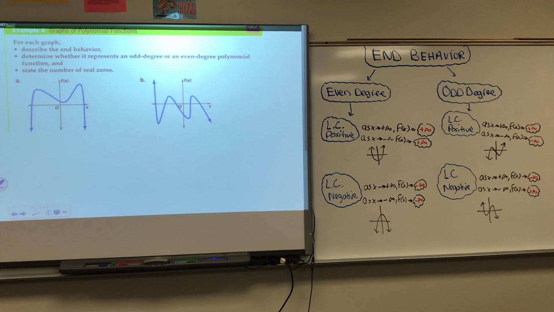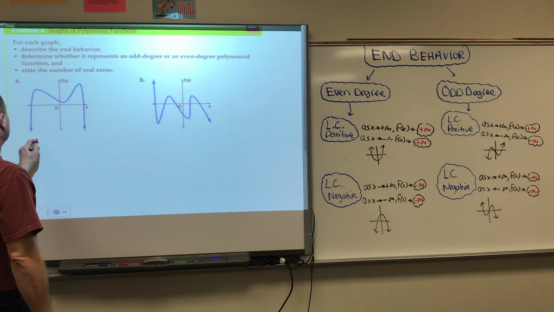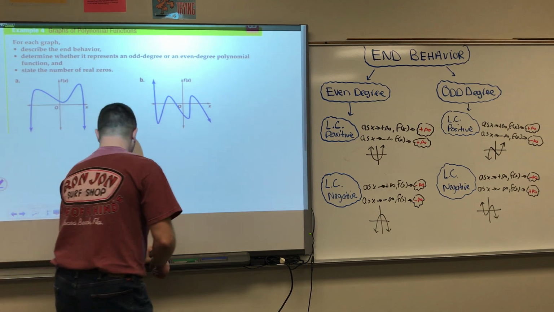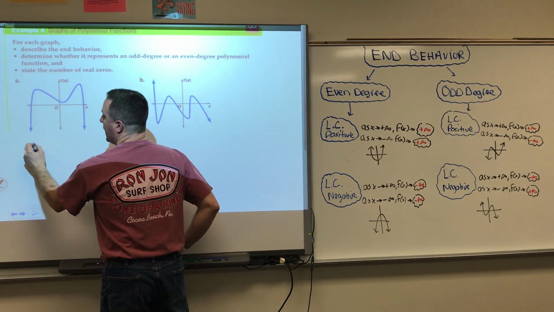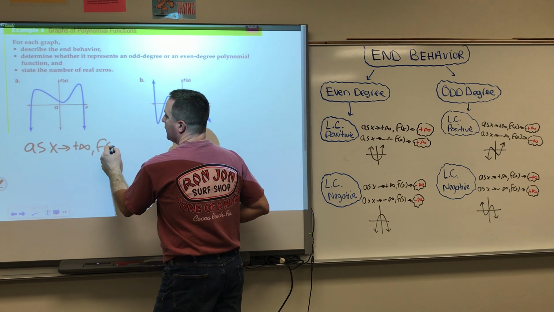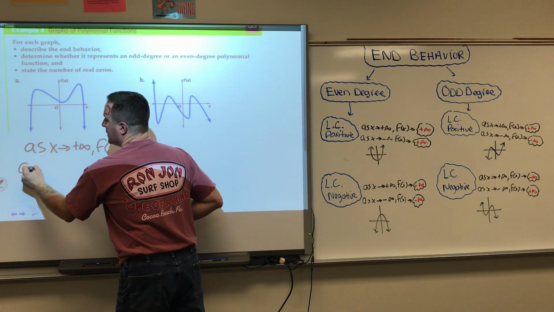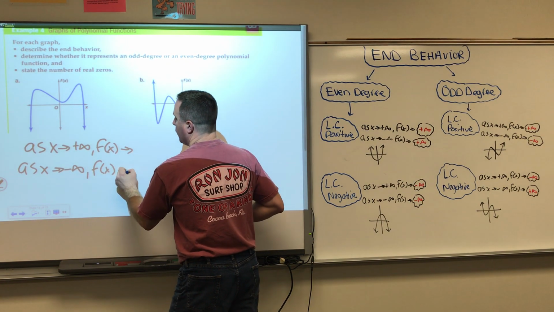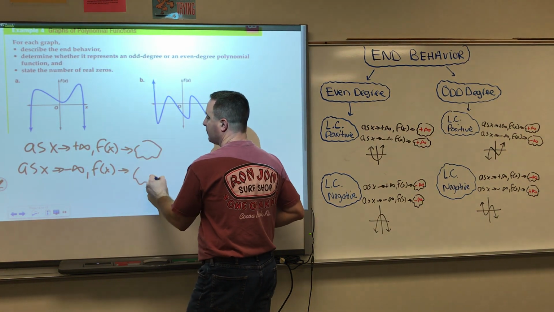Okay, all right, so what it wants us to do is describe end behavior. As I describe end behavior, I have to write this. Very first thing, as x goes to positive infinity, what happens to f of x? And as x goes to negative infinity, what happens to f of x? And I always have this little bubble here.